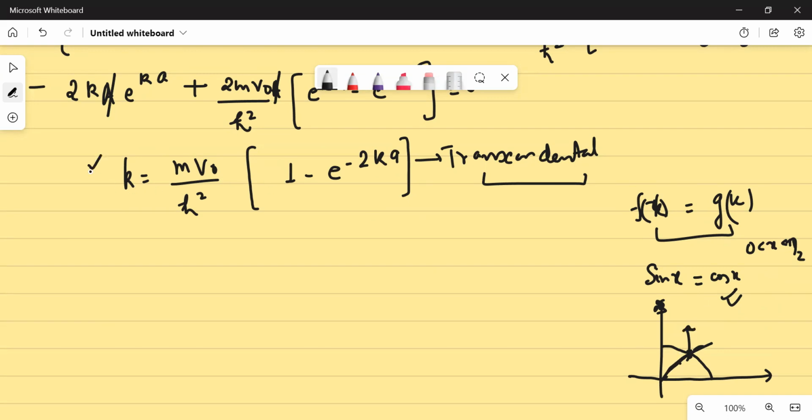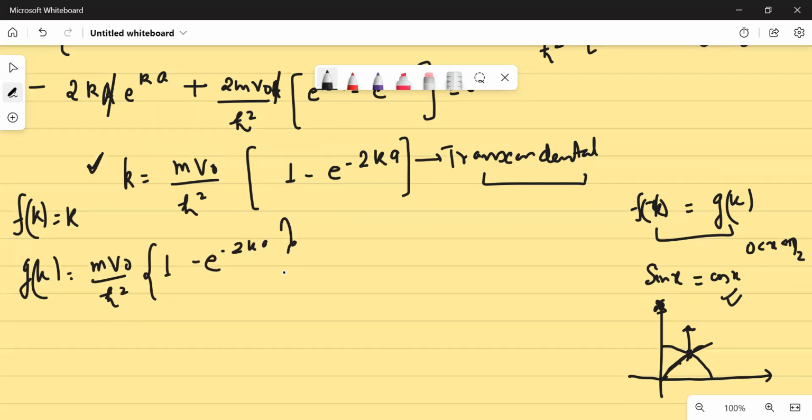So what we'll do, we'll plot two graphs. We'll plot a graph of f(k) equals k, which is a linear graph, and we'll plot the graph of g(k) given by mV0 upon h square times (1 minus e to the power minus 2ka), and we'll find where my f(k) and g(k) coincide. At how many points do f(k) and g(k) coincide? If they coincide at 10 points, then there will be 10 bound states, and so on. Let us see how things unfold.